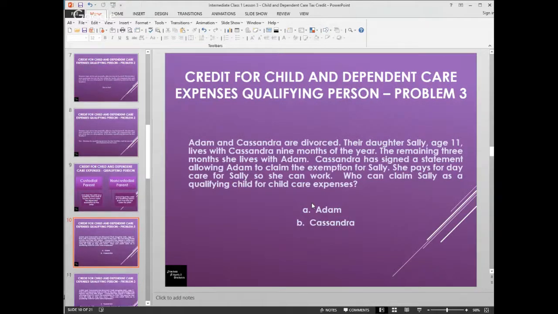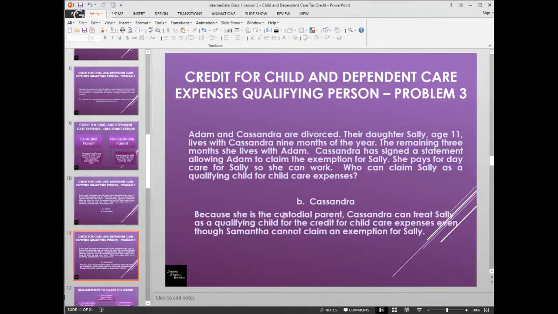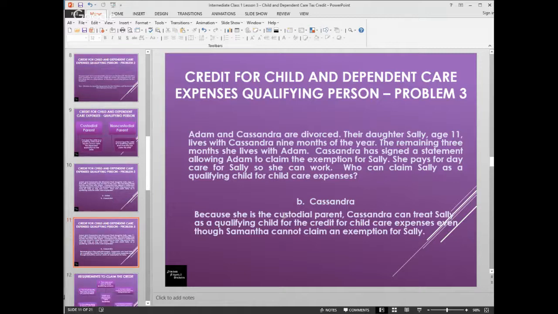So here, Adam and Cassandra are divorced. Their daughter, Sally, lives with Cassandra 9 months of the year. The remaining 3 months she lives with Adam. Cassandra has signed a statement allowing Adam to claim the exemption for Sally. She pays for daycare for Sally so she can work. Who can claim Sally as the qualifying child for the child care expenses? Adam or Cassandra? Here you'll see that only the mother, Cassandra, because she's the custodial parent, can treat Sally as a qualifying child for the credit.